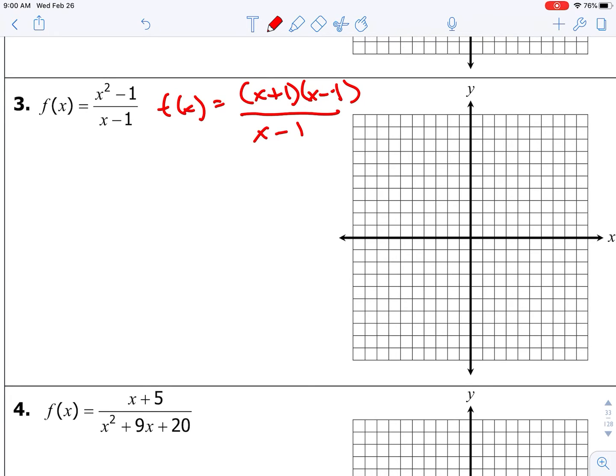Okay, so what we're going to have now is a hole because we have this situation right here where you have the same factor on the top as the bottom. That's what makes a hole. Okay, so this has a hole at the number 1, because what would make this 0? It would be 1, okay?